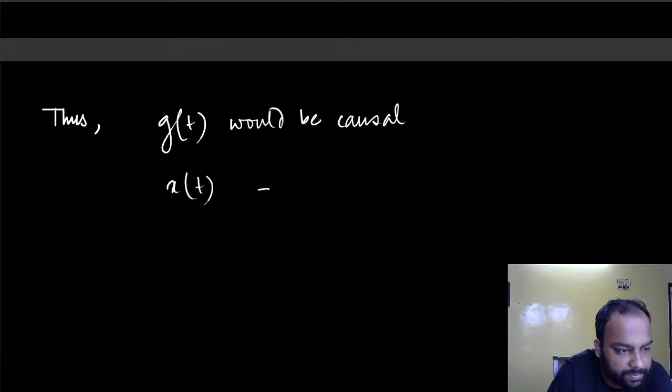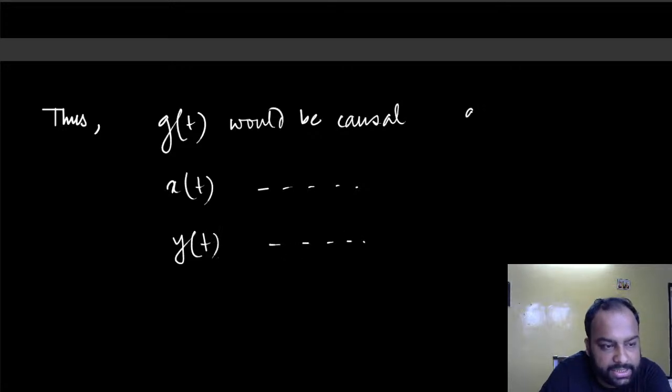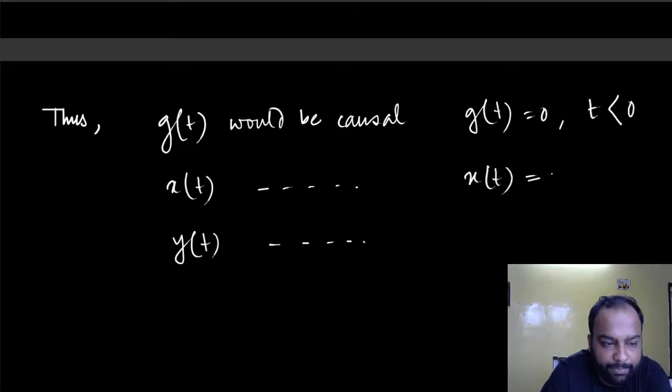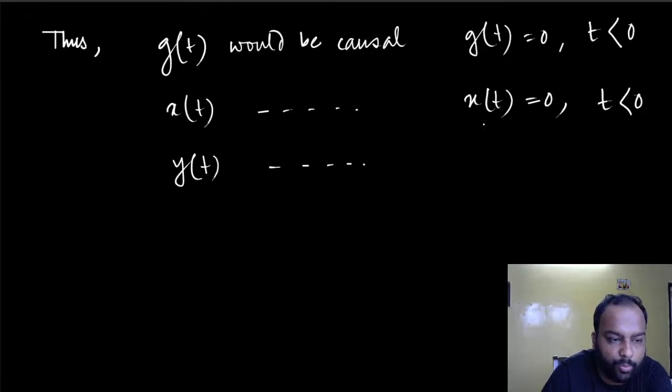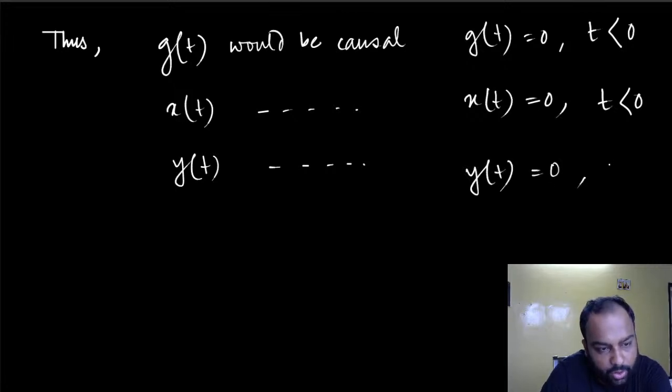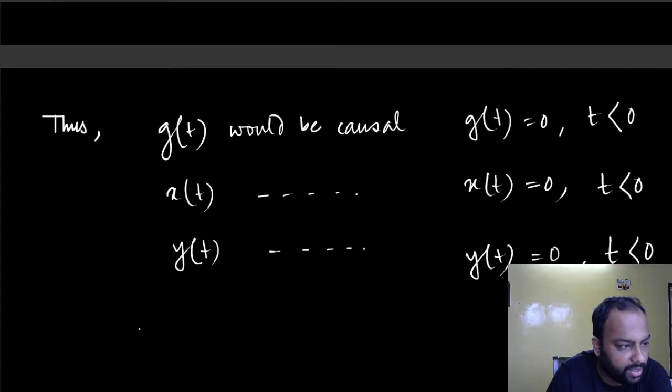x(t) would be causal, and y(t) would also be causal, which means g(t) would be equal to 0 if t is less than 0. x(t), that is the input, is also going to be 0 if t is less than 0, and also the output of the system y(t) is going to be 0 if t is less than 0. So the impulse response would be causal, the input is also considered to be causal, and if the impulse response of a system is causal and the input is causal, the output has to be causal.